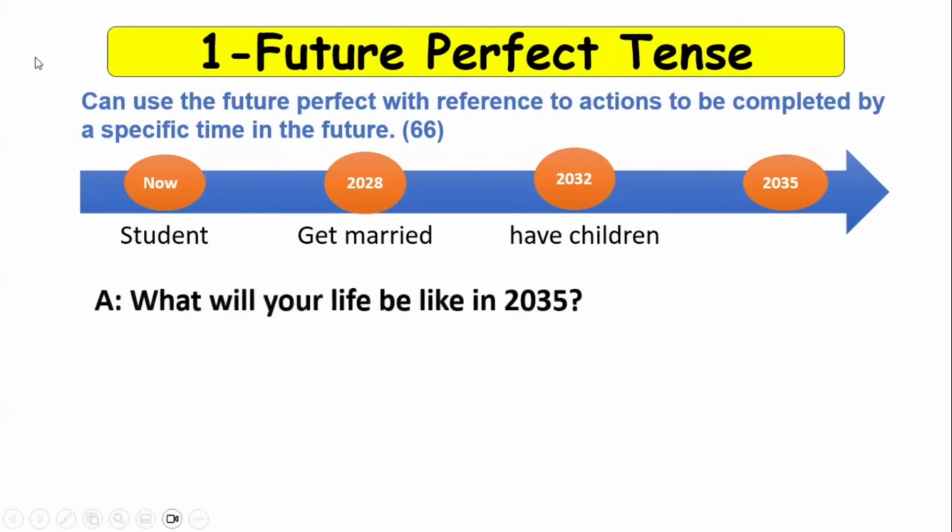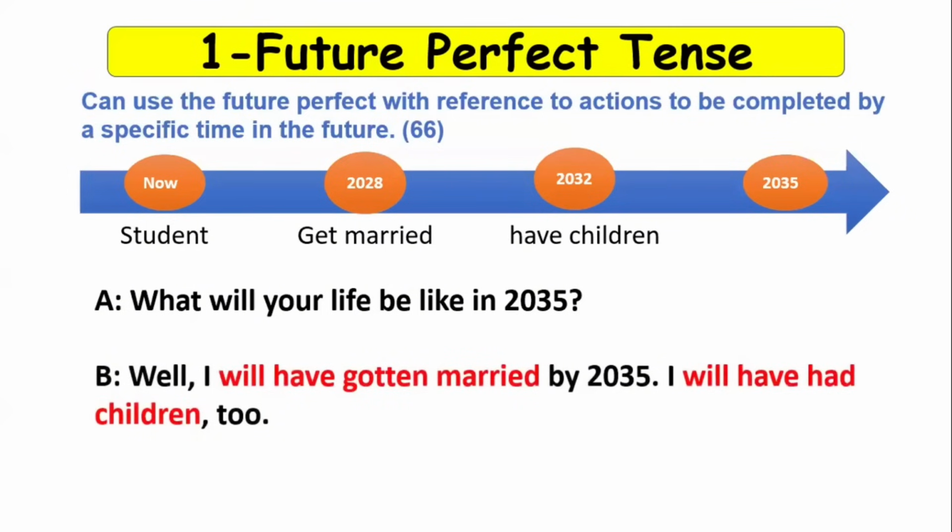So let me show you the example for this to make it clearer. If somebody asked you, what will your life be like in 2035? And this is a point in the future. It's still too early now, right? Well, I will have gotten married by, يعني before 2035. I will have had children too.